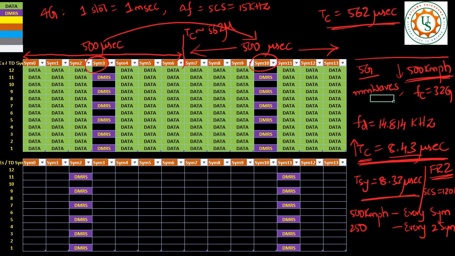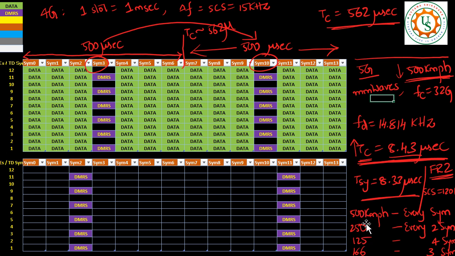After every two symbols, it will change. Similarly, if I make it 125, every four symbols. If I want to make it three symbols, then I need to divide 500 by 3, so 166 kilometers per hour, every three symbols. Okay, now I think you got it. If the channel changes every three or four symbols, then definitely we need DMRS allocation in every four symbols.